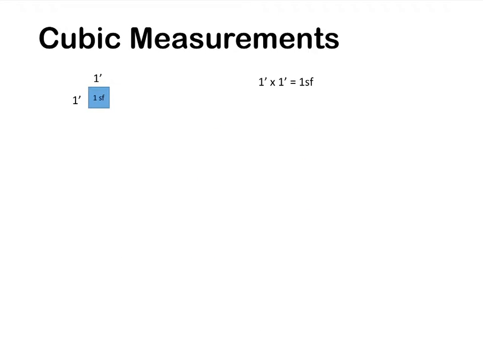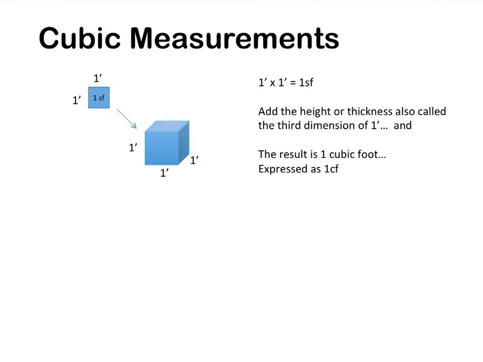Now let's talk about cubic measurement. We would all agree 1 foot times 1 foot equals 1 square foot. So it would be, if we add the third dimension by 1 foot, that would equal 1 cubic foot, expressed 1 CF.